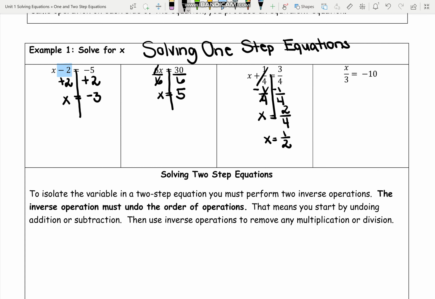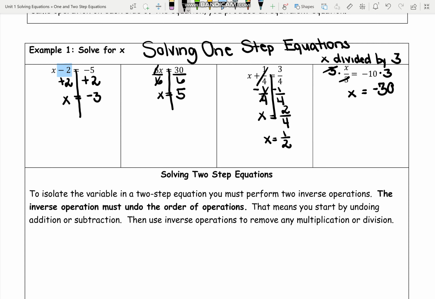Our last problem on this row seems to trip up some students because we forget that that fraction bar also means division. So we can say x divided by 3. And so when we think of what is the inverse operation to dividing by 3, that is the multiplication of 3. Negative 10 times 3 is negative 30.